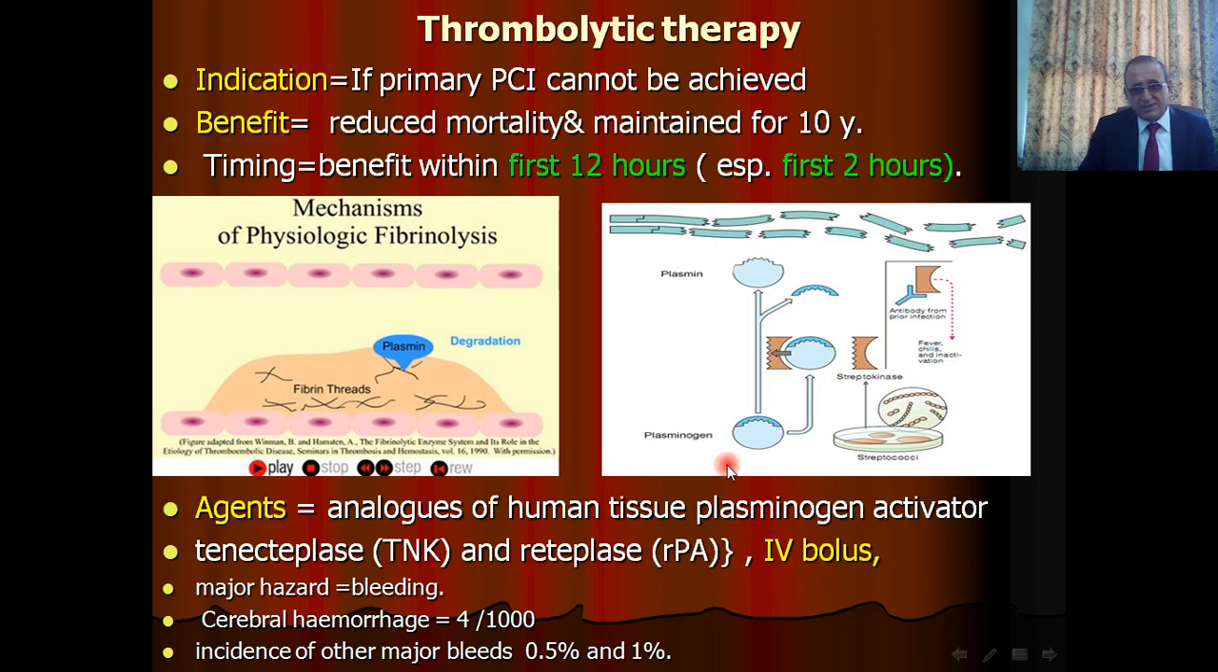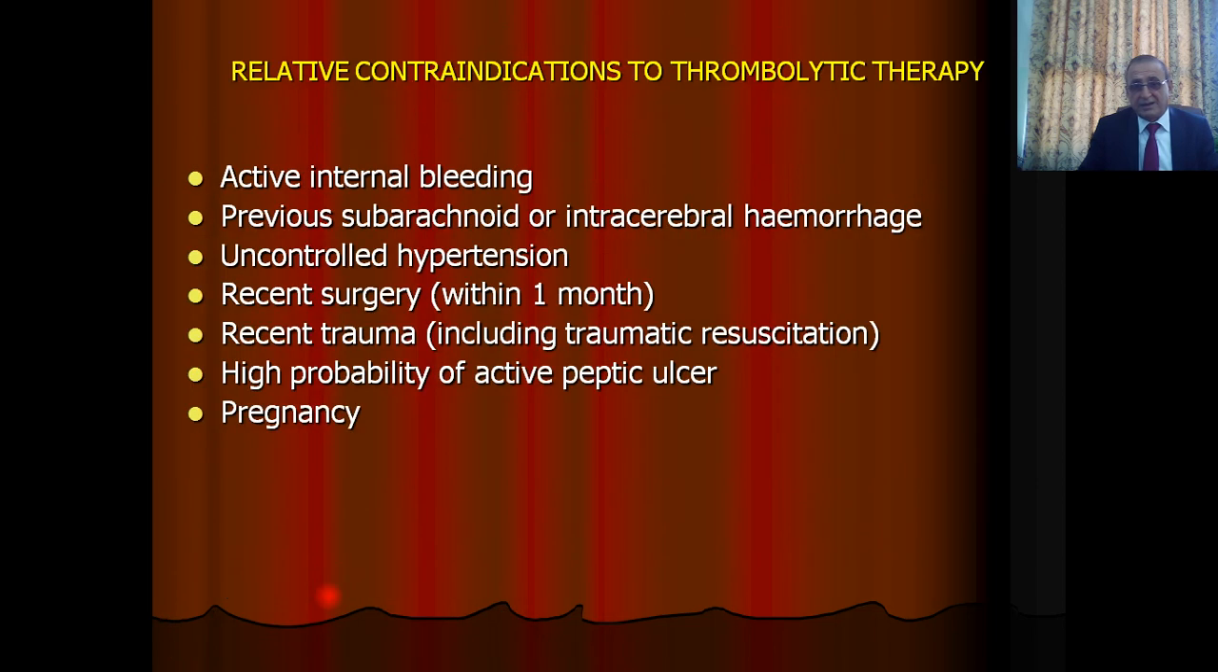The major hazard is bleeding, especially intracerebral bleeding, where there is 4 per thousand. And there are other relative contraindications to thrombolytic therapy: when a patient is having active internal bleeding, previous intracerebral hemorrhage, uncontrolled hypertension, recent surgery, recent trauma, high probability active peptic ulcer, and pregnancy.